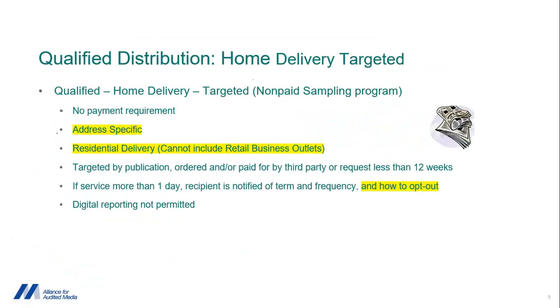And if the sampling program is more than a day, on the first day of delivery, there does have to be an opt-out notification on the newspaper so that the consumer can opt out. In this instance, this program is for print distribution only. Digital is not permitted. In order to be able to count non-paid for digital, the consumer has to be able to request it, and they have to be able to log in with a unique username and password. For targeted home delivery, it's not requested, so it does not qualify for digital reporting. So home delivery targeted is print only.